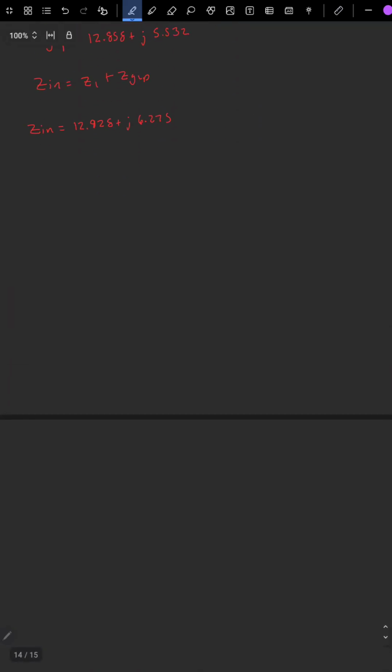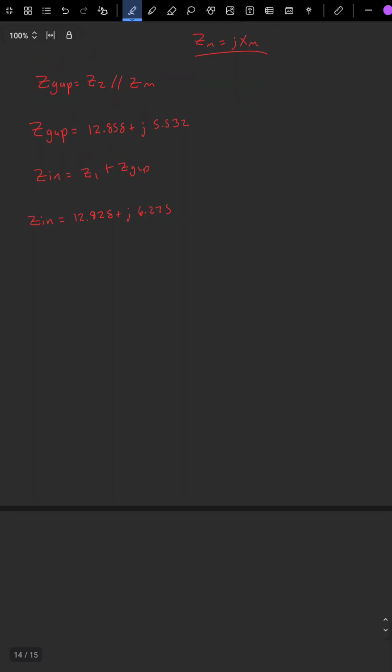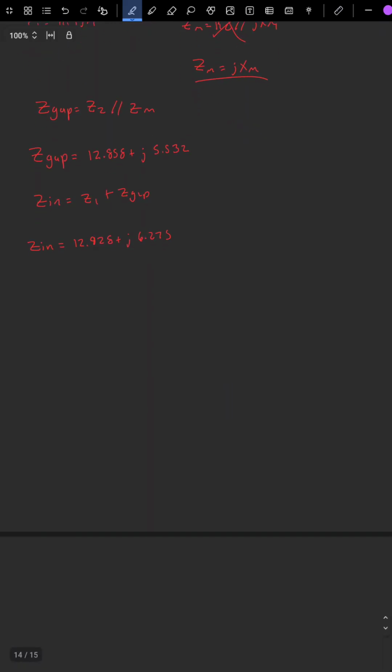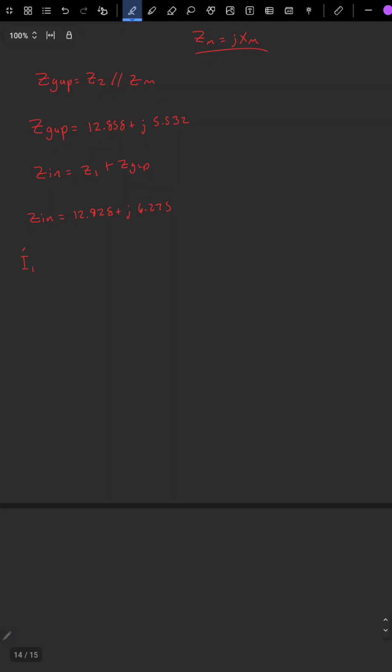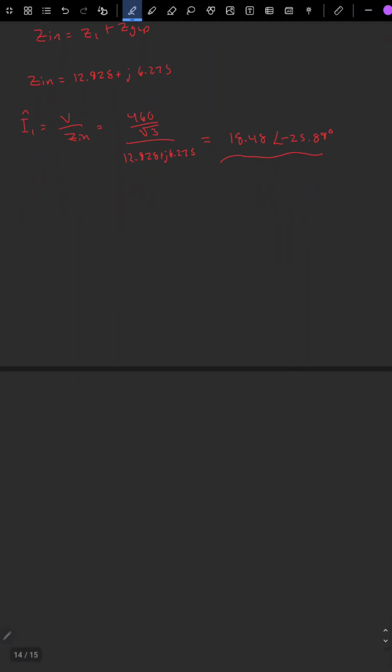Okay, so we have to find the current. That's how we start to get everything. We need I1. So we're going to find I1 the same way we did last time, taking the voltage over Zn. We need the phase voltage, so we turn the line to line into phase and divide it by Zn. And this is going to yield 18.48 phase, negative 25.89 degrees. Okay, so we have I1.